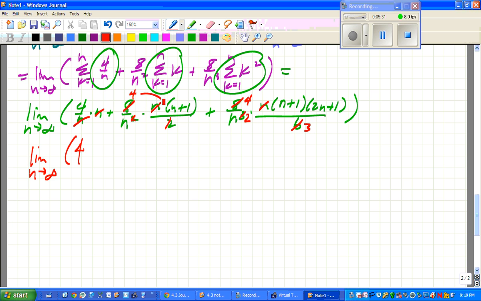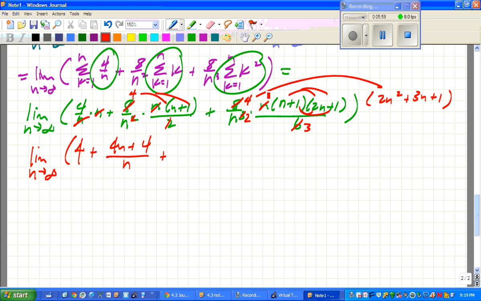Here, we can distribute the 4 to both of these terms, so we end up with 4n plus 4 all over n, plus over here, I'm actually going to distribute this using FOIL first, and write it off to the side, 2n squared plus 2n plus n, so 3n plus 1. And remember, we had a 4 up top here, so I'm going to distribute that 4 to each of these. So we get 8n squared plus 12n plus 4 all over 3 times n squared.